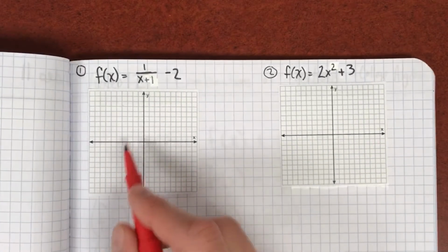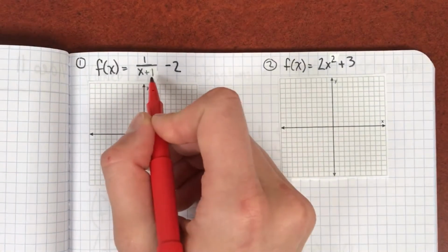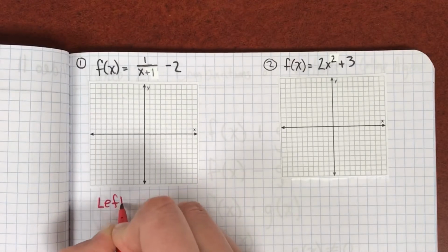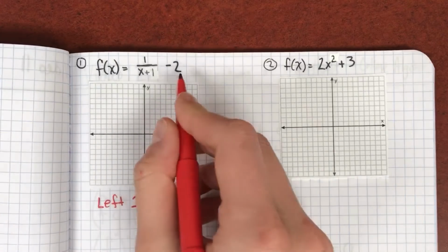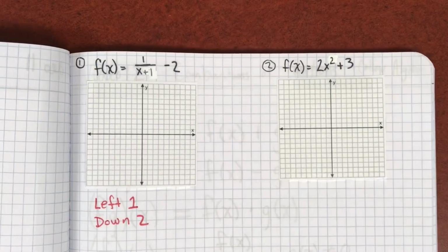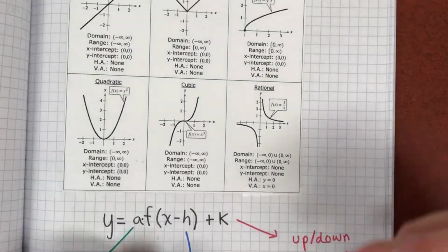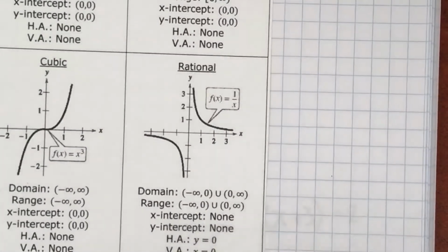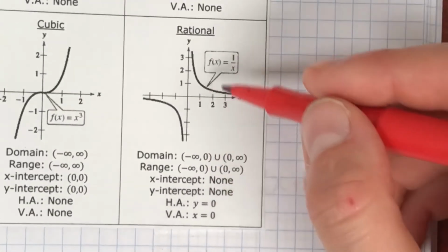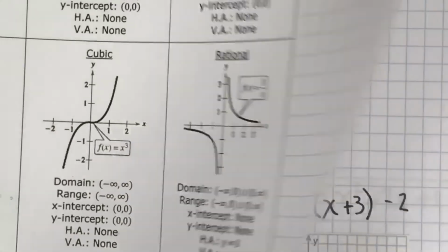So first of all, let's describe what these transformations are. All right, so I have a +1 in my denominator. So that means that I am going to go left 1. And my -2, that means I'm going to go down 2. And for when we're graphing rational functions, I like to look at my parent function, and I see that my horizontal and vertical asymptotes are at 0, 0. So if we shift those, that will make our life easier to graph everything else.